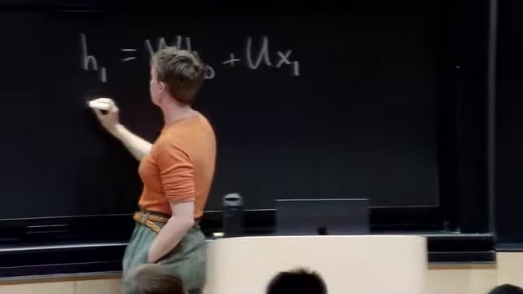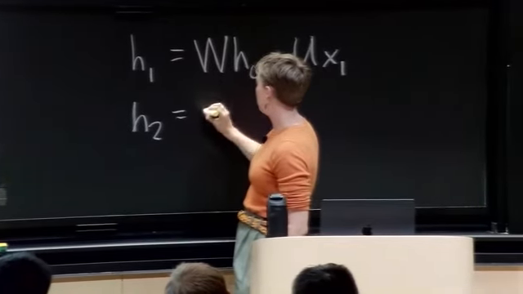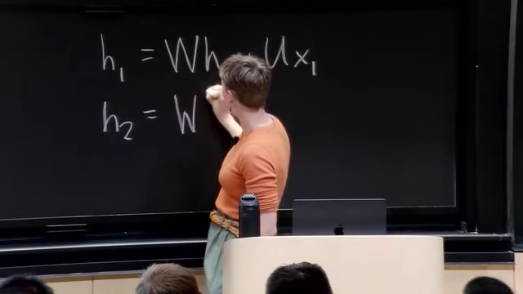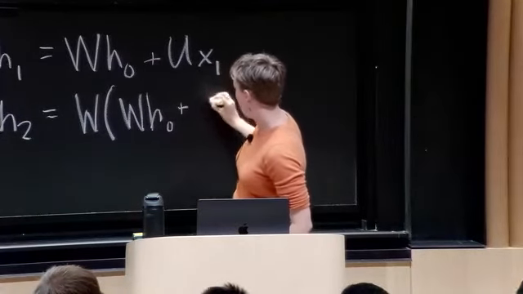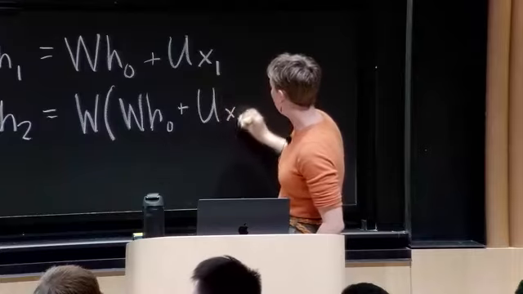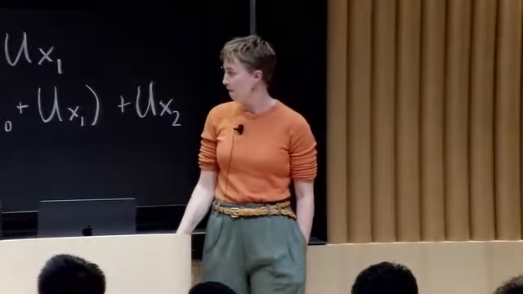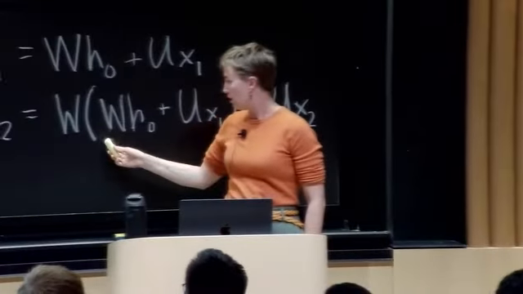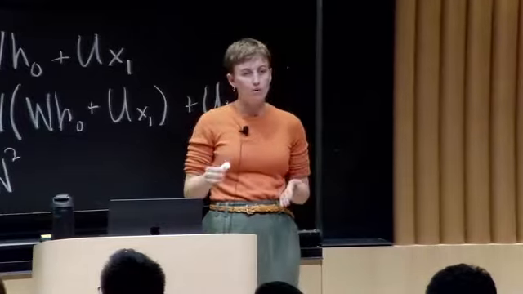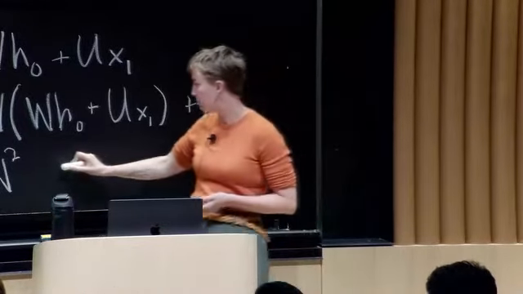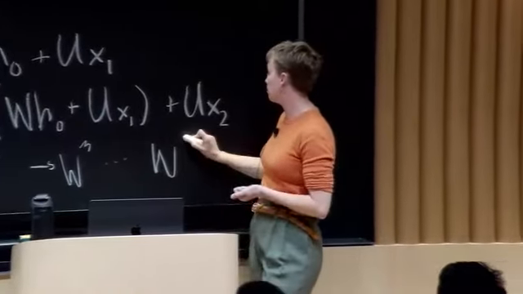Now, if we write out what this recurrence looks like, if we say h sub 2, that's going to be equal to W of (W of h sub 0 plus U of x sub 1) plus U of x sub 2, right? So what do you notice here? Now we have a W squared term, essentially. And if you do it for another time step, you're going to have W cubed, et cetera, all the way up to W to the n, right?